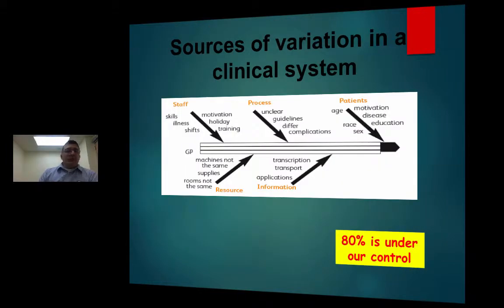So, sources of variation within the clinical system. There's quite a few different types of variations. And about 80% of those are under our control. We actually control the variation for the most part. Some stuff we can't control, but for the most part, it's all on our shoulders. Staff, we've got the processes, patients, we've got the resources, and we have information. So these are all things that have some pieces in there that we can control, of course. Some you can't, by looking at the list. But for the most part, the actual variation we see within our system is because of us.